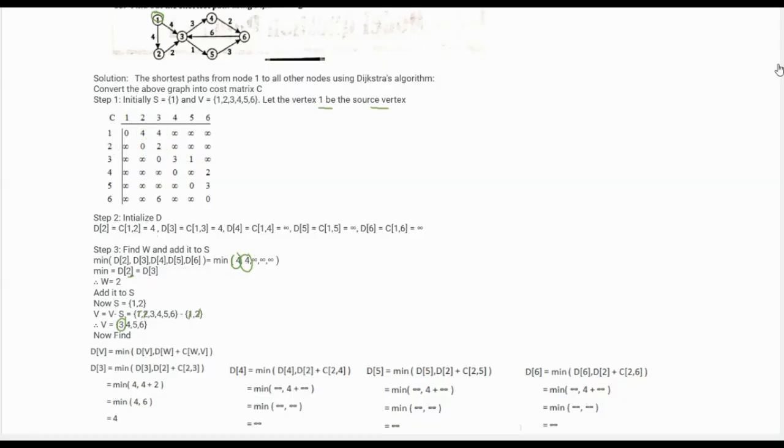See, 2 comma 3 will be 2. So 4 plus 2, so it will get 4 comma 6. That minimum is what? It is 4. Then you'll go for the fourth one.